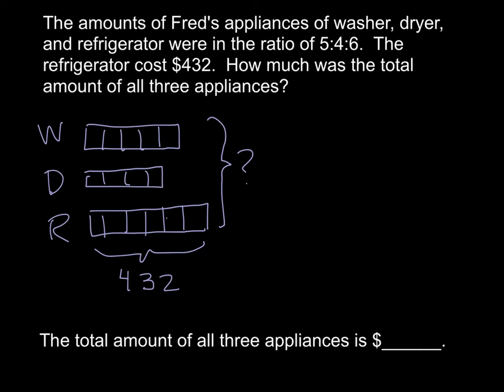So if I take 432 divided by 6, I get $72 for each box. And for all of the appliances, I have 6 plus 4, which is 10, plus 5 is 15. So if I take 72 times 15, I would have the total for all the appliances. That total is $1,080.